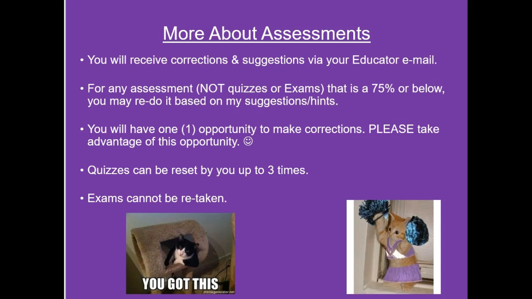Those will come to you by email, so that's one of the reasons why it's important that you check your Educator email. All right, anything that is a 75% or below, not a quiz or an exam, can be redone up to one time. You have one opportunity to redo it. If you submit the same assignment after I've sent it back to you, I'm going to assume you don't want to make those corrections and the grade that you have on it will stand.